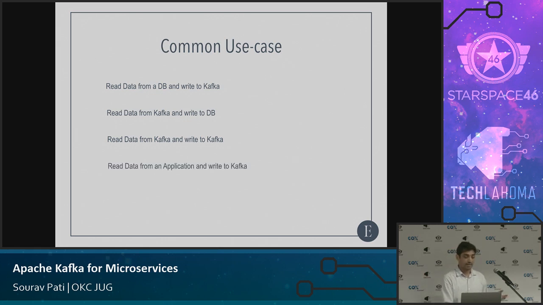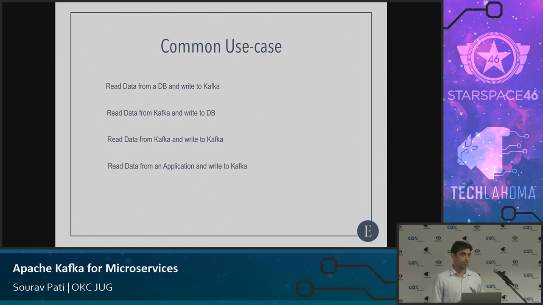And also read data from an application and write to Kafka. That's like a microservice sending an event to a Kafka topic, right? Now, in order to achieve these things, if you have to read data from a database and write to Kafka, you can write a producer that fetches the data from the database and sends it to Kafka. You can write a Spring Batch job with a JDBC item reader and a Kafka item writer.